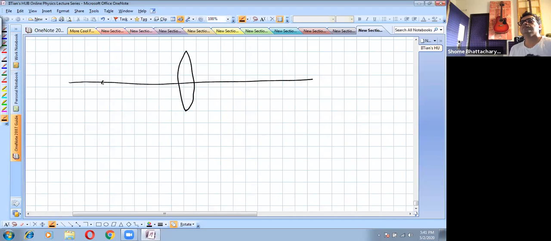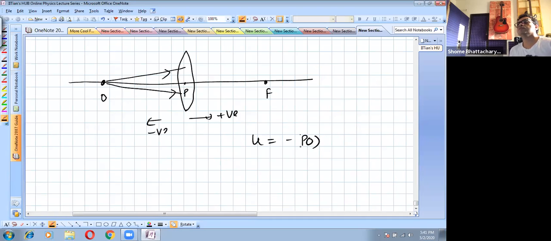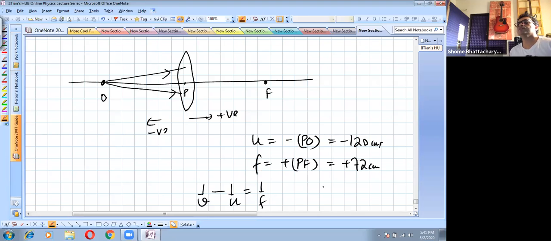Okay. So I know that if the object is on this side, the rays are coming like this. So the focal point has to be a real focal point, so it has to be on the other side. So taking this as our pole, this as positive, this as negative, we'll have to substitute u as minus PO, or minus 120 centimeters. Whereas the focal length will be positive PF, because it's on the real side. So that's plus 72 centimeters. And we'll use the formula 1 by v minus 1 by u is equal to 1 by f to find the position of the image.